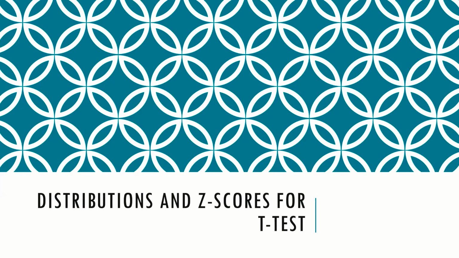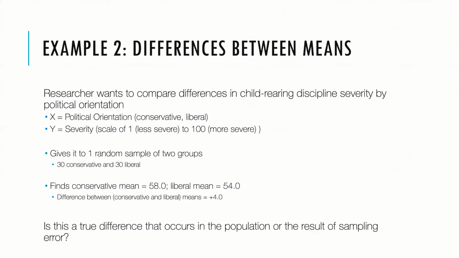Distributions and z-scores. So we're going to need this to help us figure out if a mean difference is extreme or not. So let's rely on our example 2 still. We want to compare differences in child rearing discipline severity, again, by political orientation. So our X variable, our independent variable, our predictor, our grouping variable is going to be political orientation.